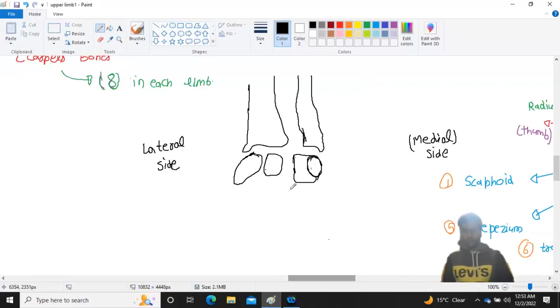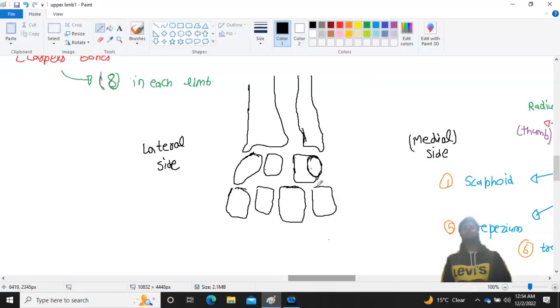And next here is one bigger capitate. Here this side is trapezium, then trapezoid, and here is hamate. तो ये हमारी बोन्स होती हैं. अब इनका नेम कर लेते हैं.